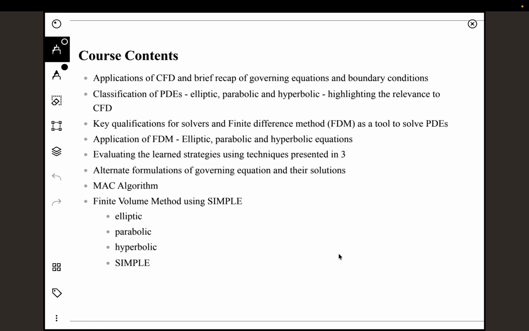the MAC algorithm where we solved the complete Navier-Stokes equations. So that was what we were covering up until last week.